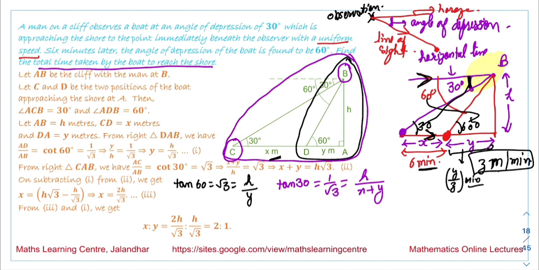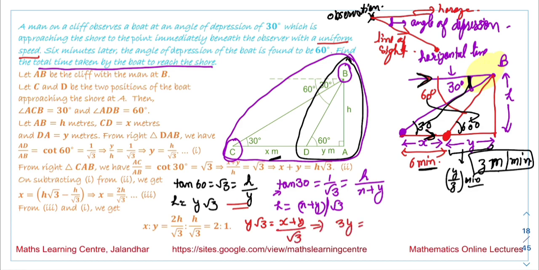Now from the first equation, we have h is equal to y root 3. From the second equation, we have h is equal to x plus y over root 3. If we equate both these values, they are equal. We write y root 3 is equal to x plus y by root 3. So this gives us 3y is equal to x plus y. So we get 2y is equal to x.